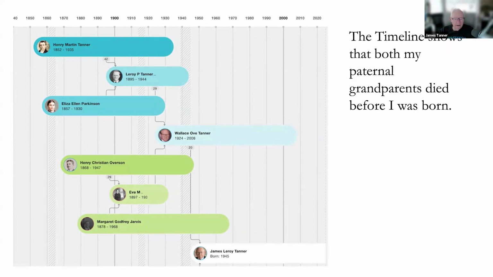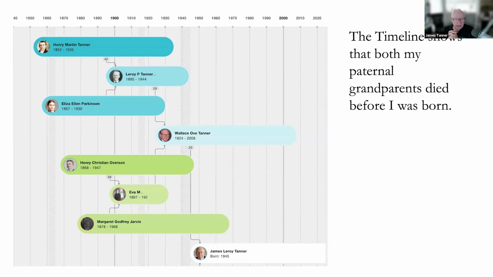My mother's not on here, but my grandmother was already deceased long before I was born. In addition, my grandfather died before I was born. So Leroy P. Tanner, which is Leroy Parkinson Tanner, and Eva Margaret Overson, both were deceased before I was born. And this shows that graphically.